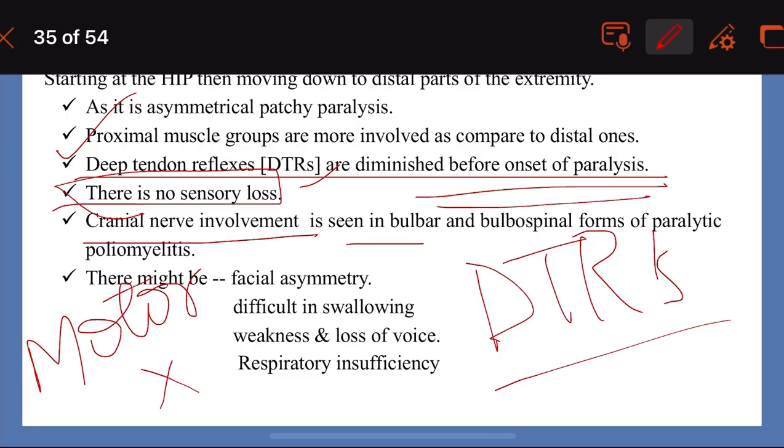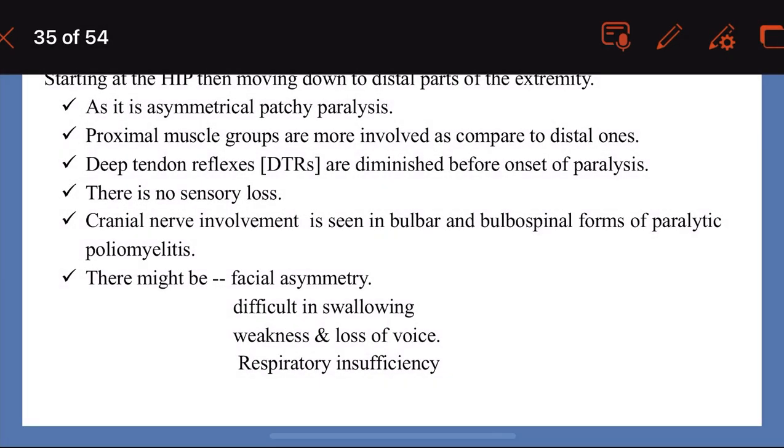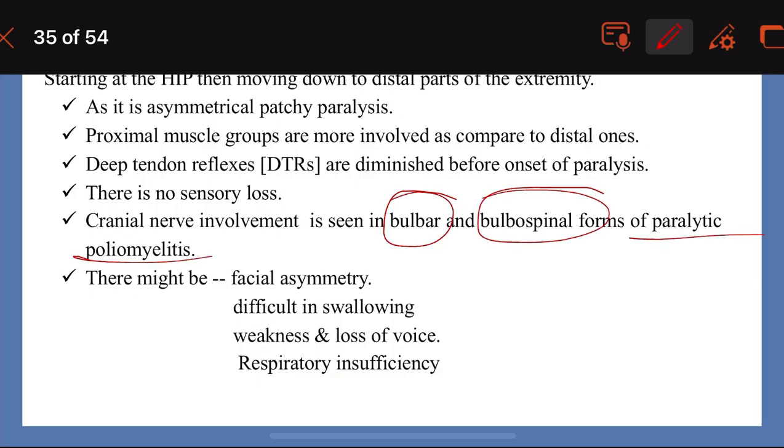Cranial nerve involvement is seen in the bulbar and bulbospinal forms of paralytic poliomyelitis. Here we need to see that they are speaking about bulbar polio and bulbospinal polio. So what are the bulbar and bulbospinal forms of paralytic poliomyelitis? In the bulbar polio, the paralysis is primarily affecting the muscles which are controlled by the brain stem. Okay, it is affecting the brain stem.